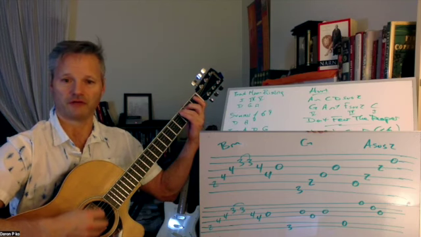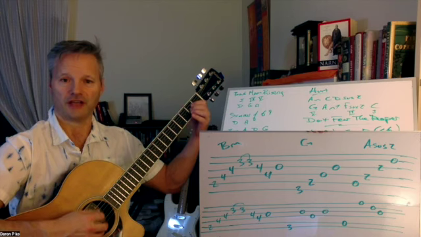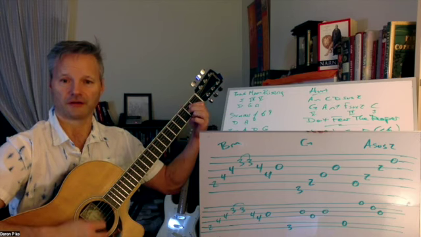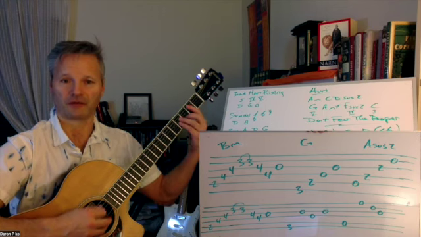In the G, we go from the low string to the 3rd, to the 4th, to the 3rd. And on the A sus, we hit the root and then the top 3 strings coming down.